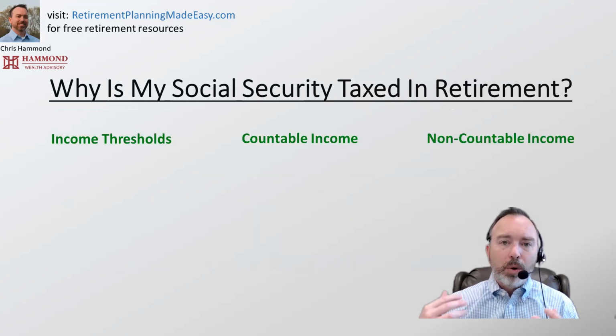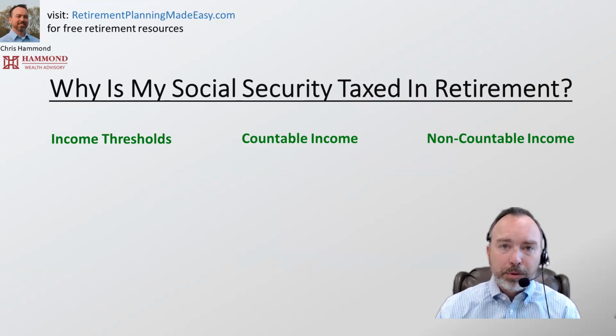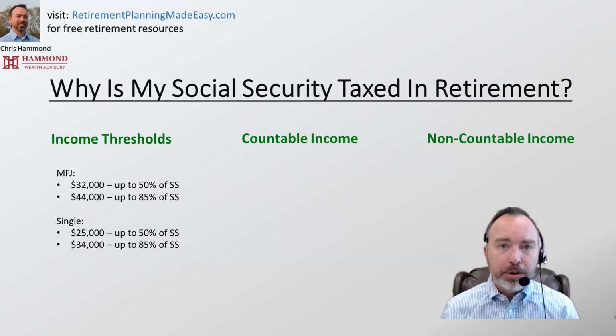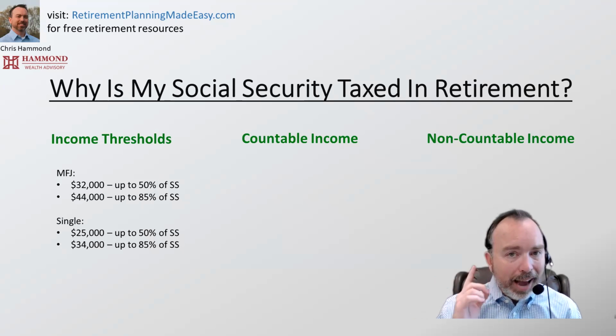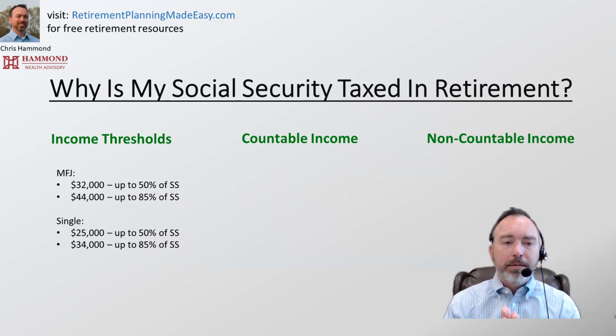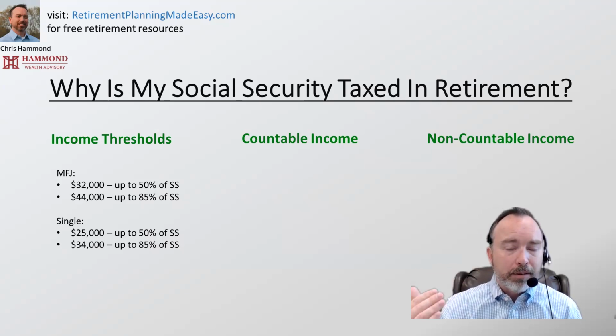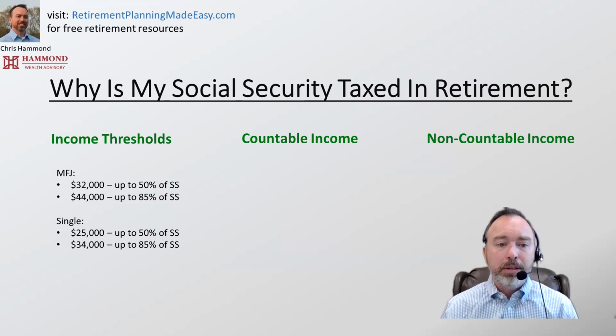So let's understand what causes your Social Security benefits to be taxed. And there are income thresholds. So for example, if you are married filing jointly, if you pass an income threshold of $32,000, then up to 50% of your Social Security benefits could be subject to taxation. They're not taxed at 50%, but 50% of them could be subject to where you pay taxes on that income. If you exceed the threshold of $44,000, then up to 85% of your Social Security benefits could be subject to tax.